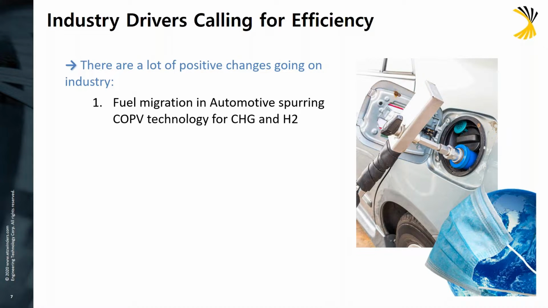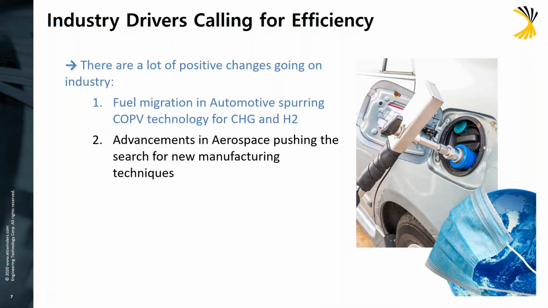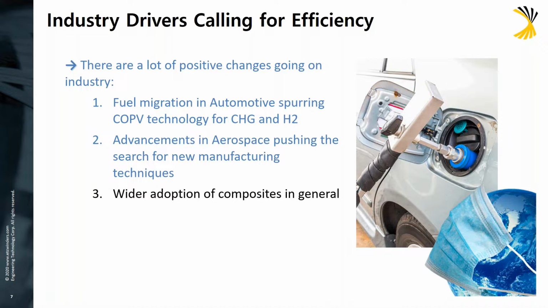There are a lot of positive changes going on in the industry right now. So there's a global fuel migration that automotive is spurring, COPV technology. COPV being composite overwrapped pressure vessels for compressed hydrogen or compressed natural gas. That should be CNG, and hydrogen. In addition to that, advancements in aerospace are pushing the search for new manufacturing techniques, trying to broaden our horizons just a little bit. And in doing so, there's just a wider adoption of composites materials in general. It's interesting, and it's rewarding to see them kind of starting to take hold.